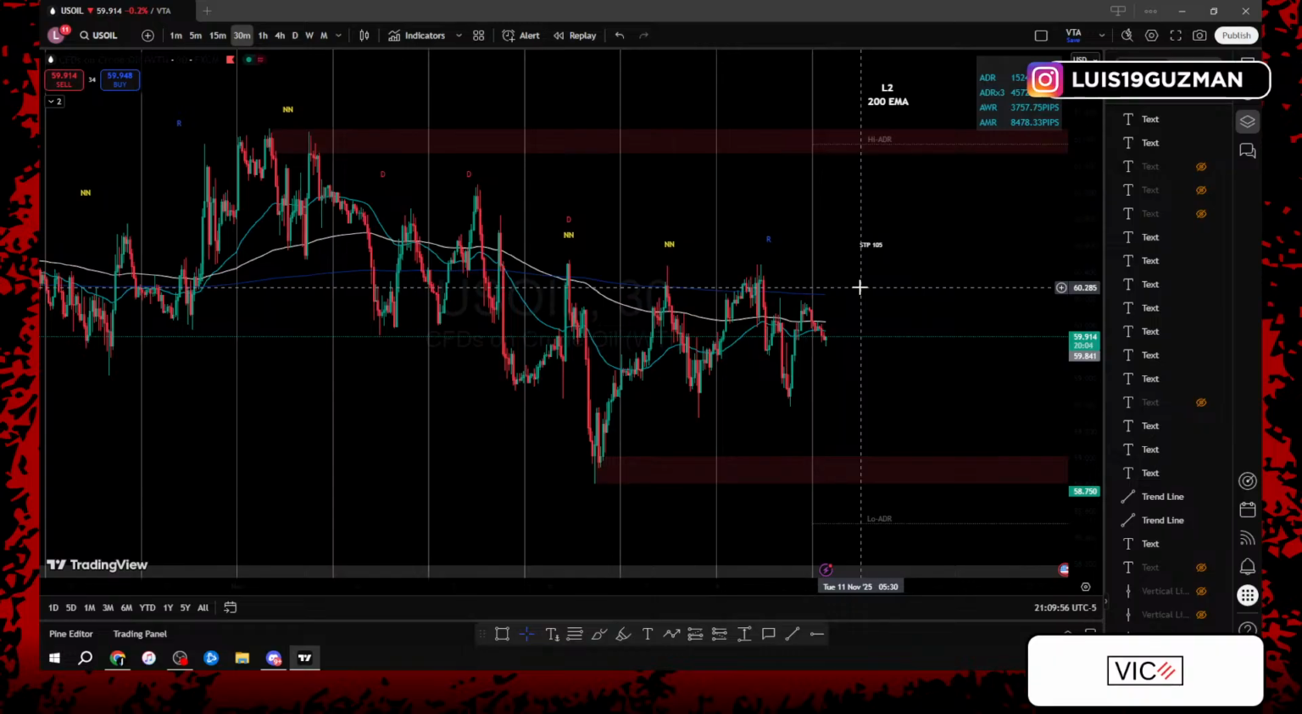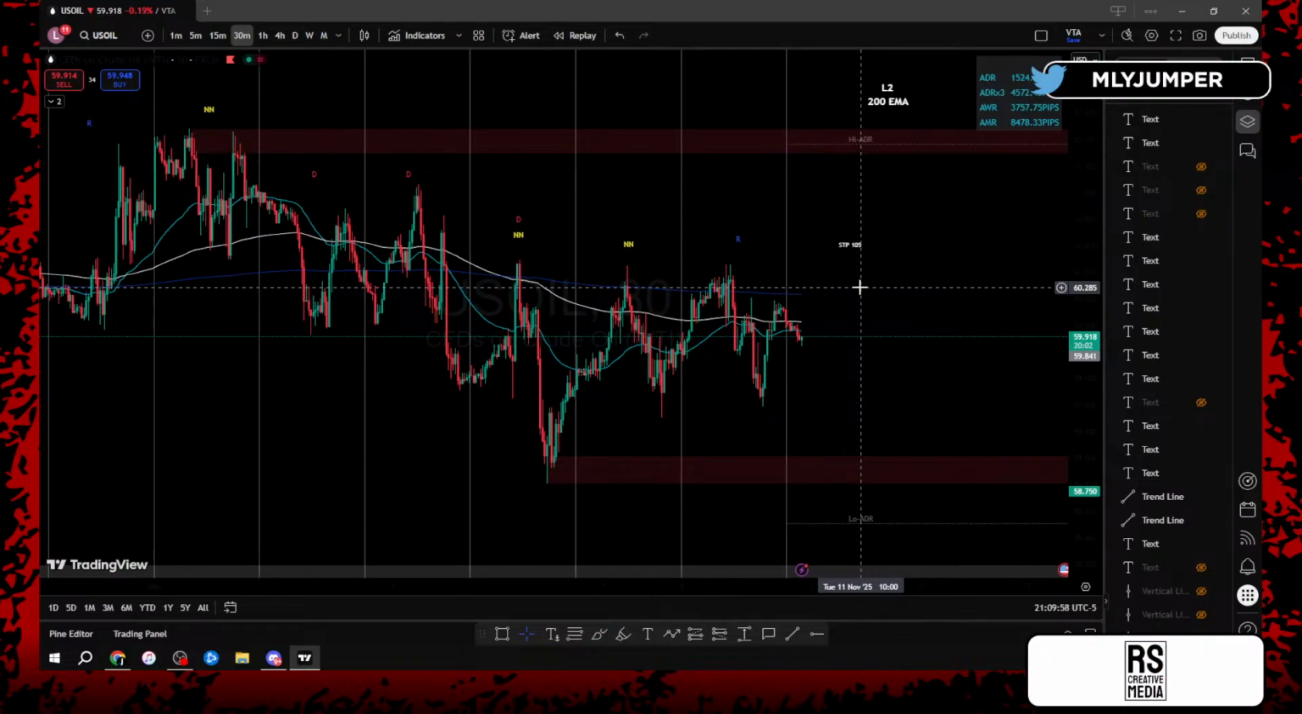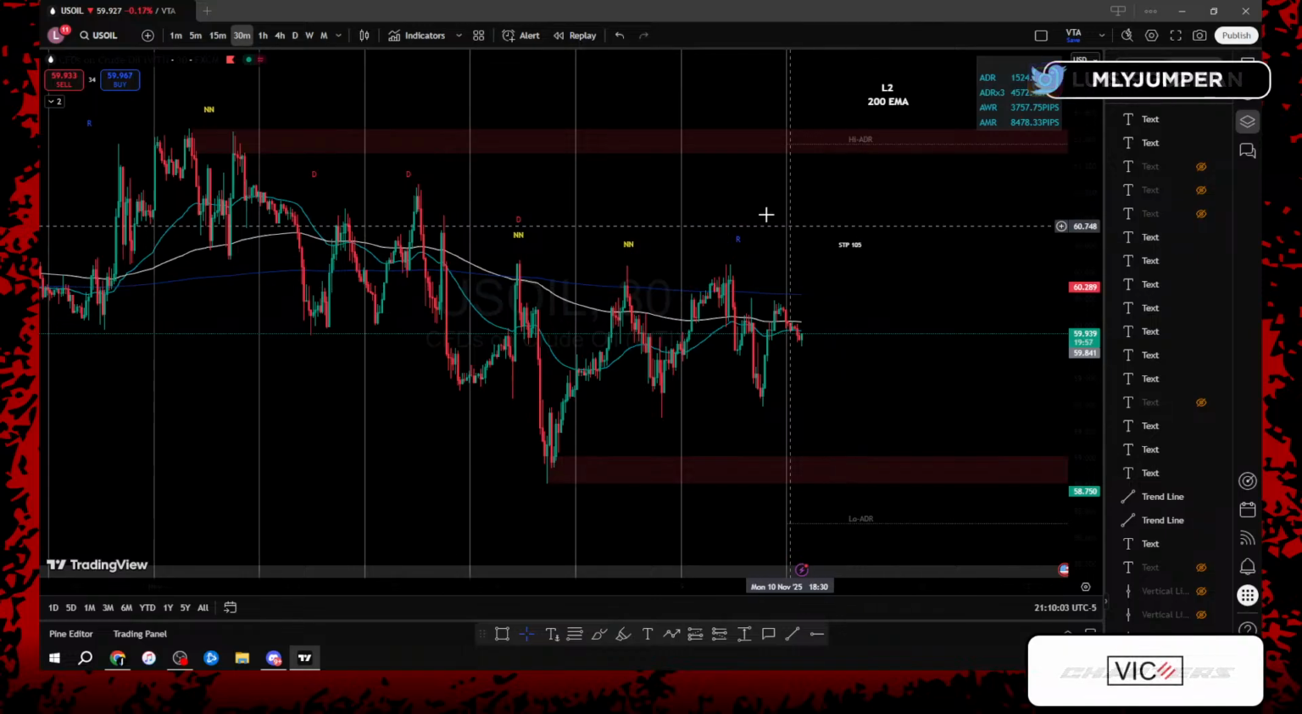But again, would I have taken this trade? I wouldn't have taken this trade. I personally would not have taken this trade. But again, it's not a bad trade.